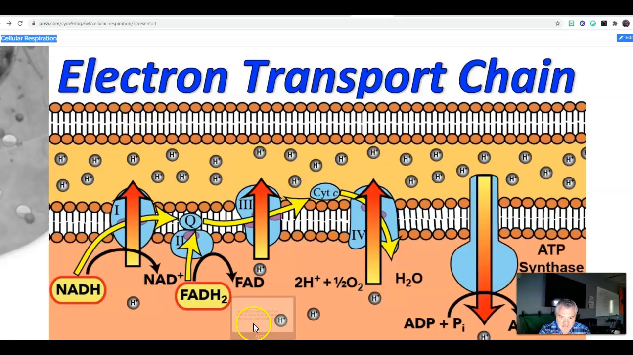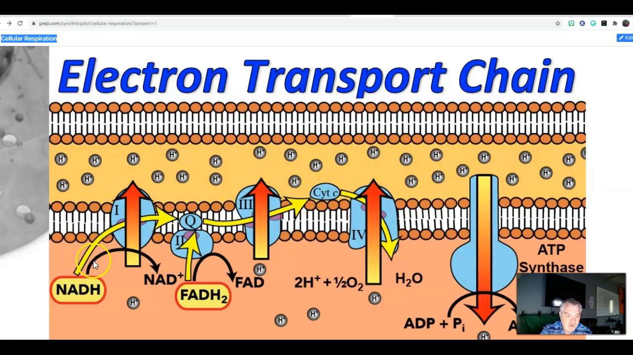The really important thing to see is these little hydrogen ions, these H pluses. There's a lot of them here in the intermembrane space and not very many of them here. So these are going to get pumped from a low concentration to a high concentration. Remember, that is active transport. Active transport requires energy to pump from low to high. The energy provided for that comes from the electrons. So these electrons get passed from protein to protein to protein to protein. They pump the hydrogens into this intermembrane space, creating this hydrogen ion gradient.